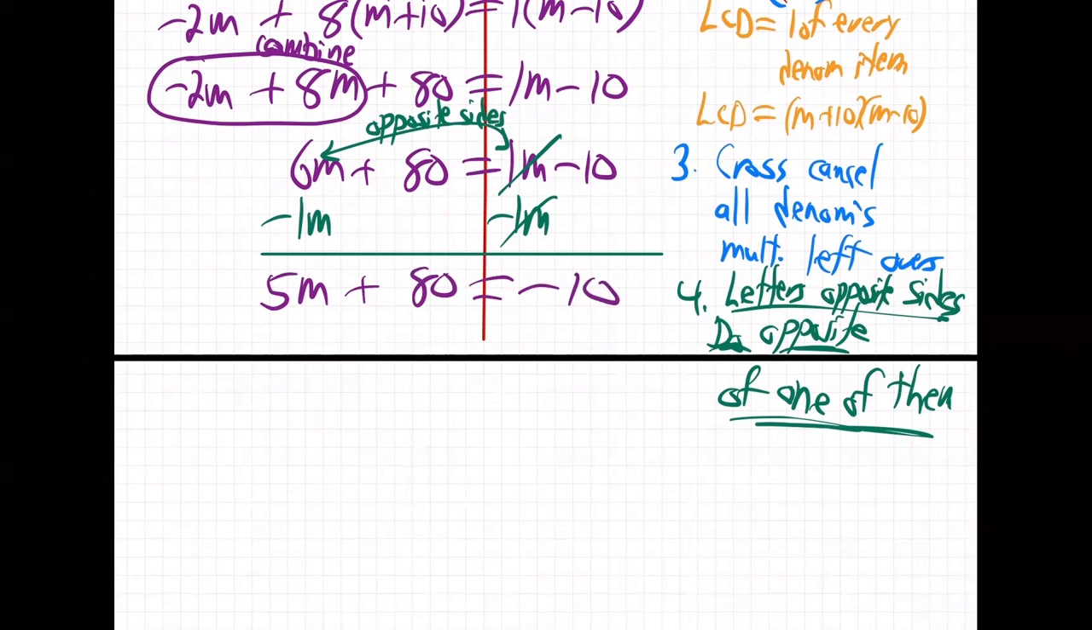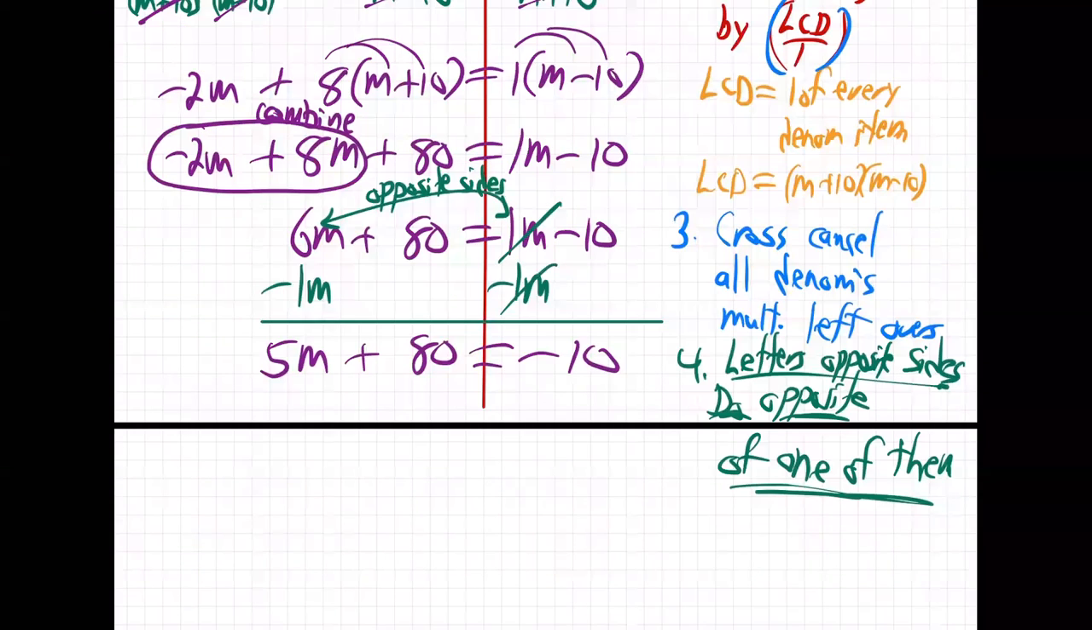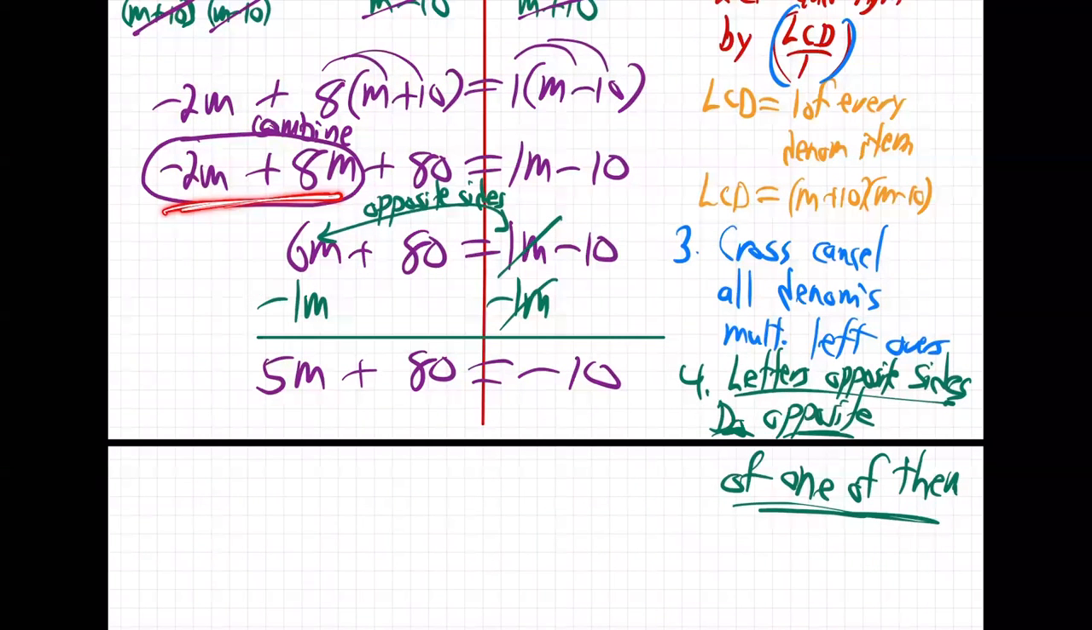Does that make sense? That's how you get the letter in just one place. When you have it on opposite sides, you do the opposite of one of them and you do it to both sides. So that one cancels out. So 2 things going on there. Right here, we have the letters on the same side. We just combine them. And then here we have the letters on opposite sides. We do the opposite of one of them, do it to both sides, and it cancels out.